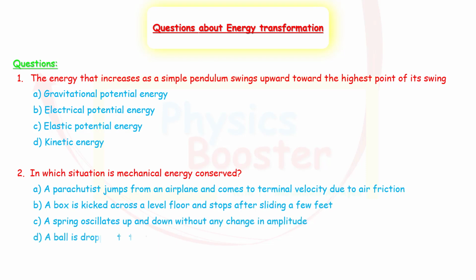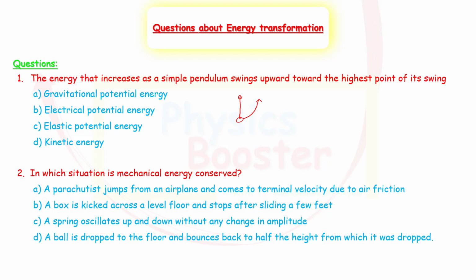Question number one is asking: the energy that increases as a simple pendulum swings upward towards the highest point of a swing is gravitational, electrical, elastic, or kinetic energy. Well, it's asking me what happens to the pendulum as it's going upwards. Since it's going upwards, we know that it will start losing its kinetic energy and it will start gaining potential energy. So the answer is clearly A. It will start gaining gravitational potential.